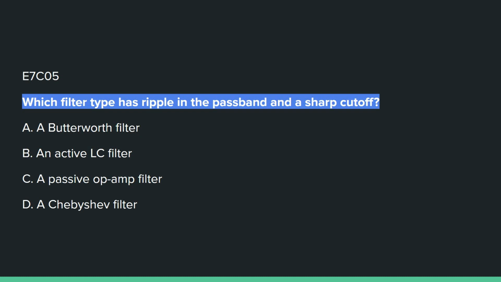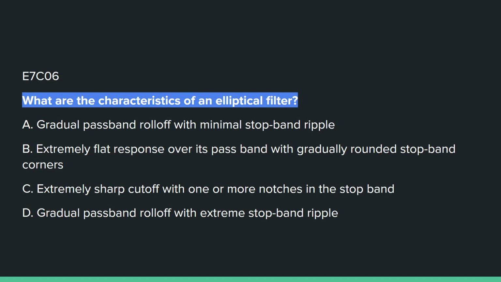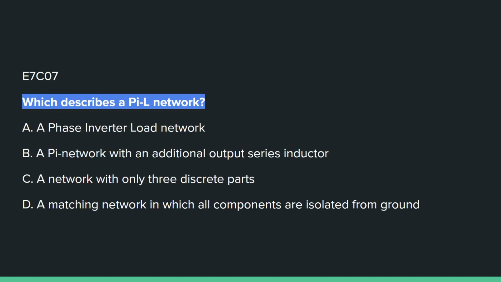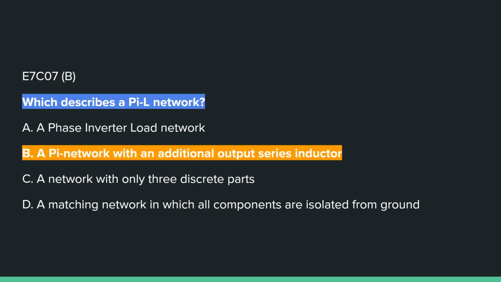E7C05, what filter type has a ripple in the passband and a sharp cutoff? B, a Chebyshev filter. E7C06, what are the characteristics of an elliptical filter? C, extremely sharp cutoff with one or more notches in the stop band. E7C07, what describes a pi-L network? B, a pi network with an additional output series inductor.